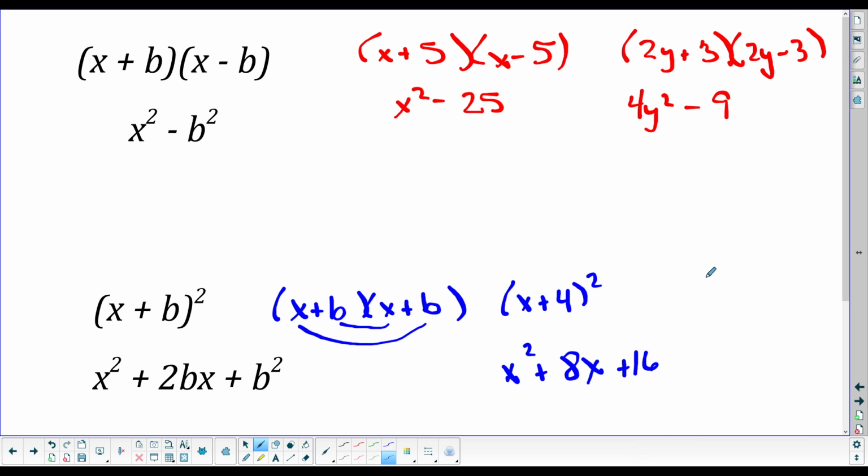And likewise, if I had 3x minus y, squared. Those numbers are the same. They don't have to both be positive. They just both have to be the same. So the 3x is going to be squared, so that's 9x squared. The y squared is going to be the same. Negative y times negative y gives me positive y squared. And then the middle term is going to be 3x times negative y, so that's negative 3xy, and then times 2, so that's minus 6xy.